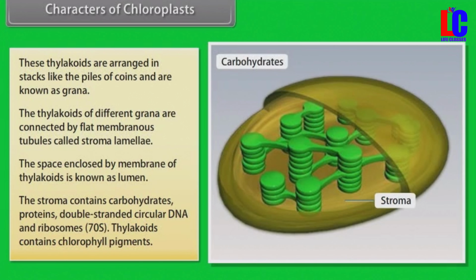The stroma contains carbohydrates, proteins, double-stranded circular DNA, and 70S ribosomes. Thylakoids contain chlorophyll pigments as well.